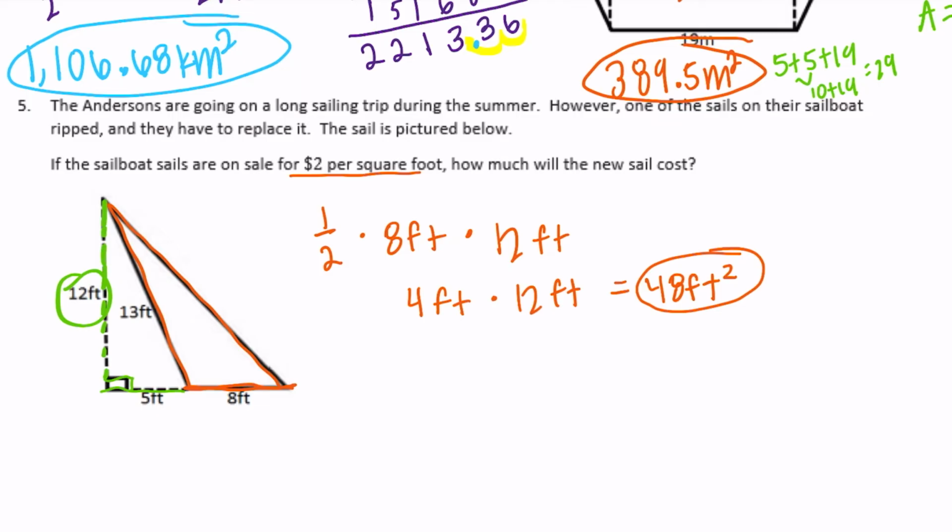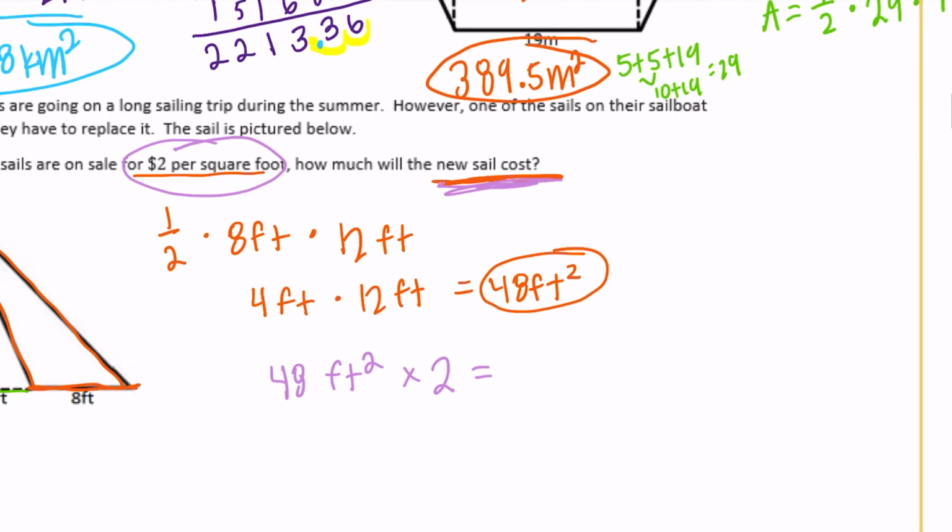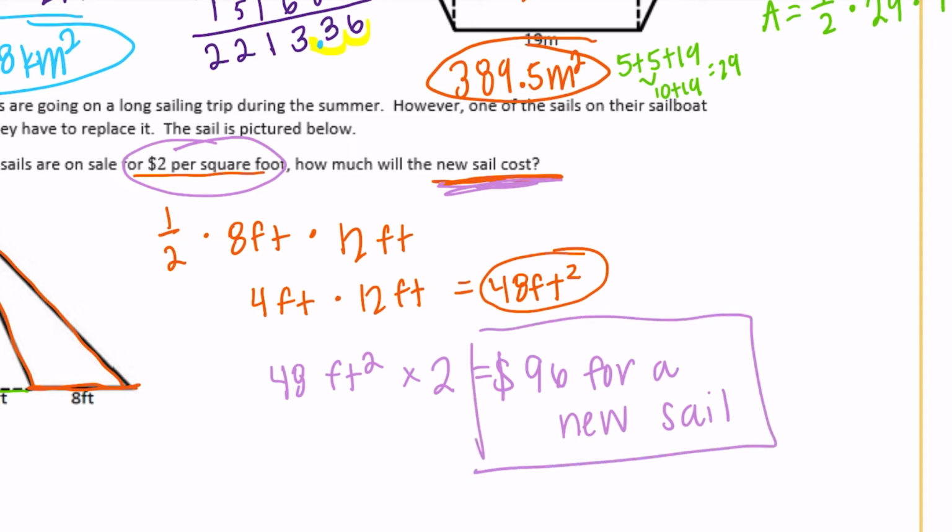Now we want to know how much it will cost. How much does the new sail cost? It's $2 per square foot. So if we have 48 square feet, and it's $2 for each one, 48 times 2 is equal to 96. So it'll be $96 for a new sail. That is our actual answer.